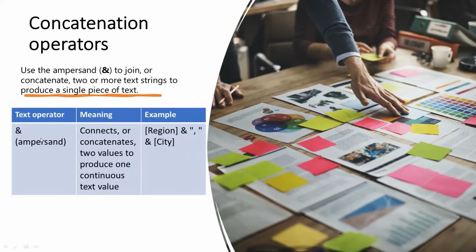Then we have the concatenation operators. The concatenation operator is basically used to join two or more text strings and then finally give an output in a single piece of text or a string. The ampersand operator is called the concatenation operator. The ampersand operator connects, or you can say that it concatenates, two string values and produces a single string value.